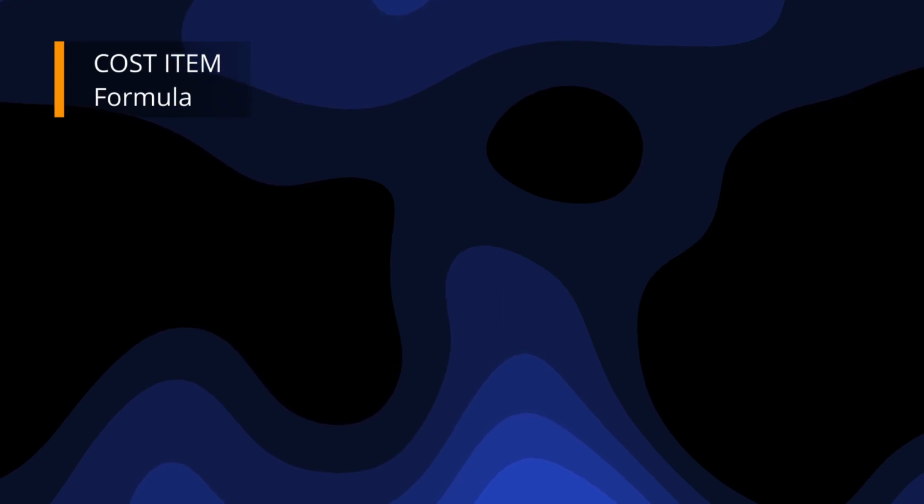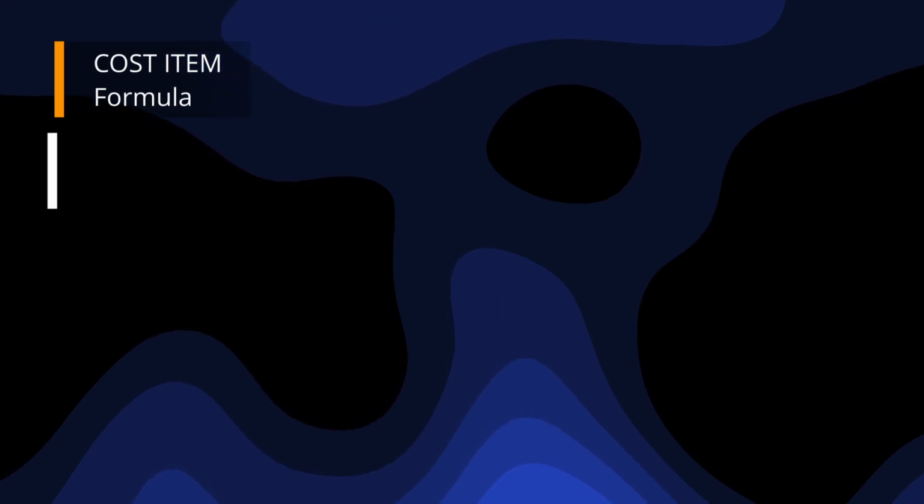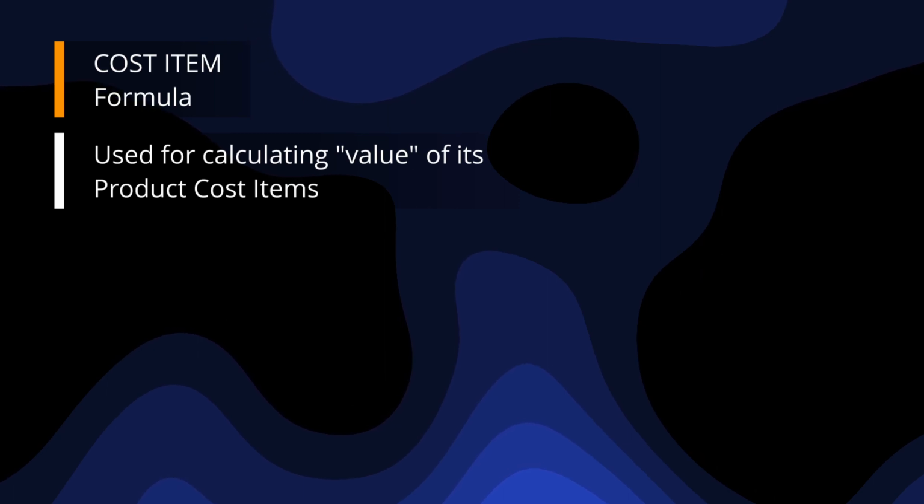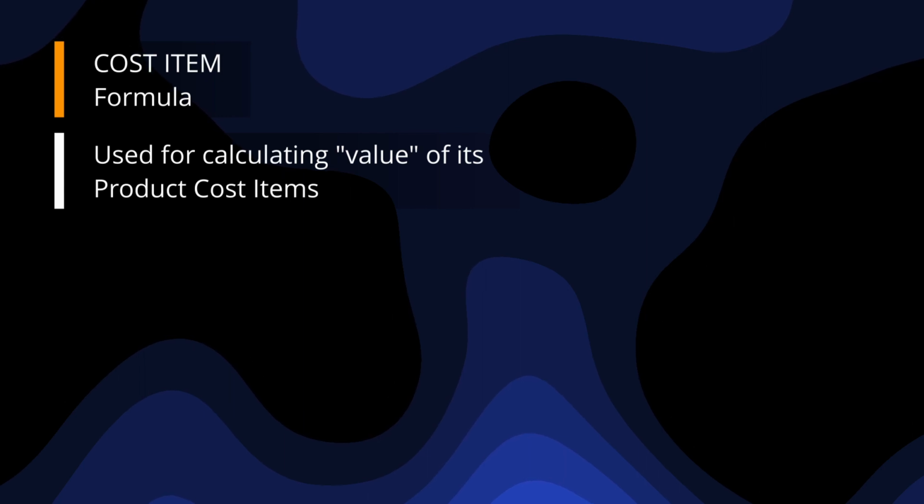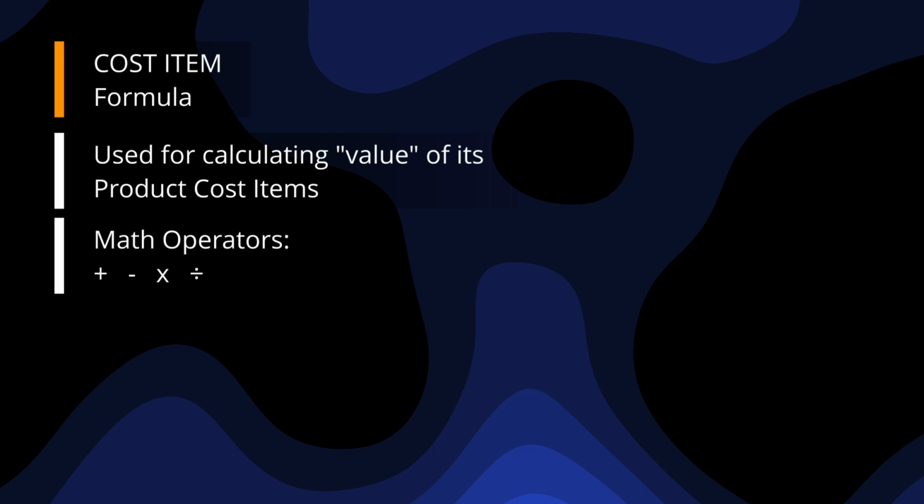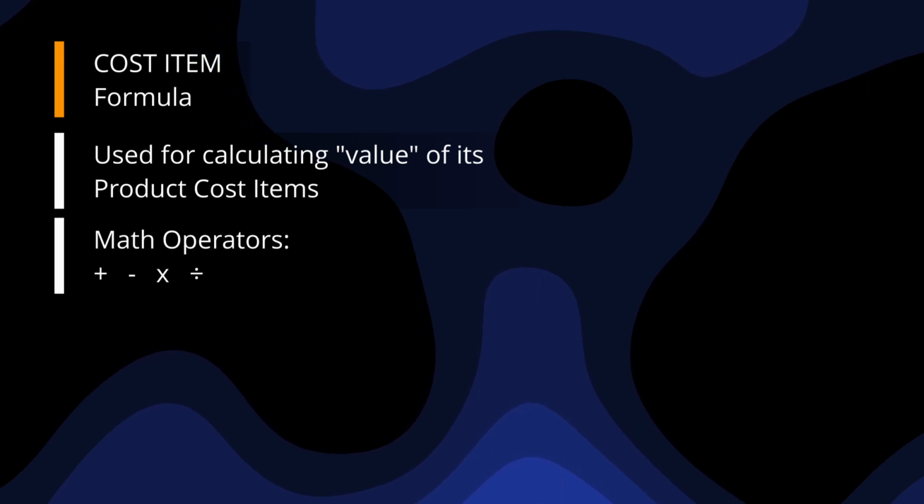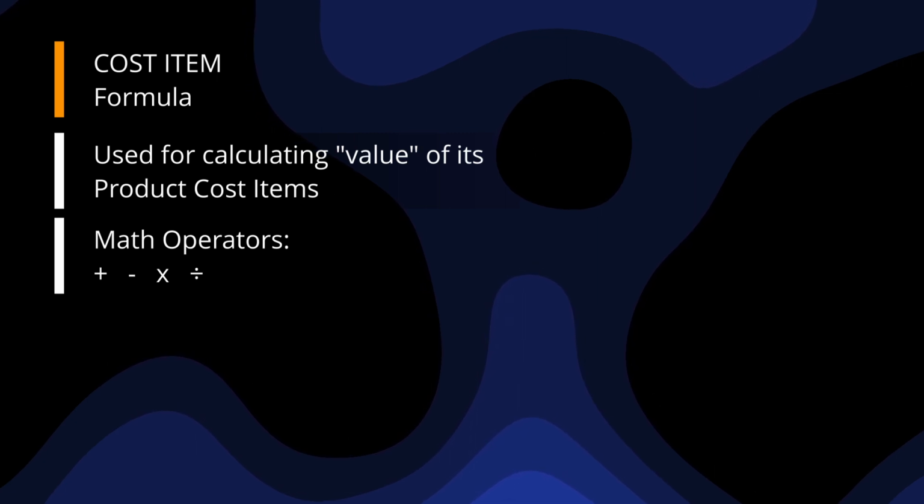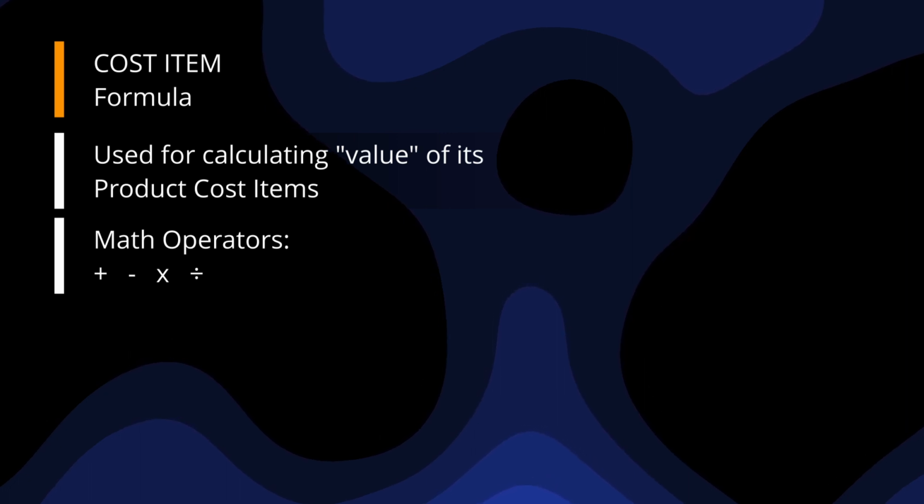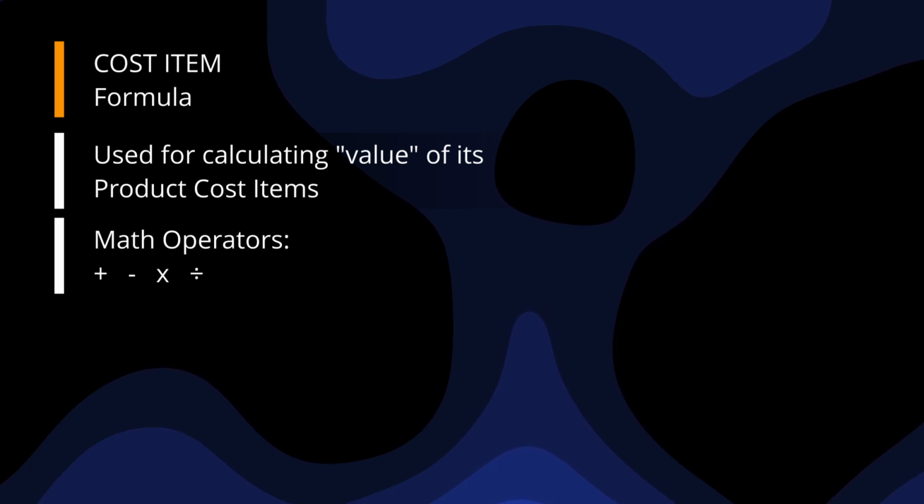Now let's talk about the most complicated property of cost items, their formulas. Every cost item must have a formula which determines how its value or cost will be calculated when it's implemented as a product cost item. A formula consists of a list of formula items, each containing a math operator and an attribute. Currently, we support 4 operators: addition, subtraction, multiplication, and division. We can add more if required, but so far we haven't needed to. The principle here is that each cost item should be simple.